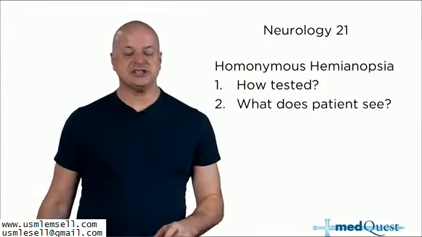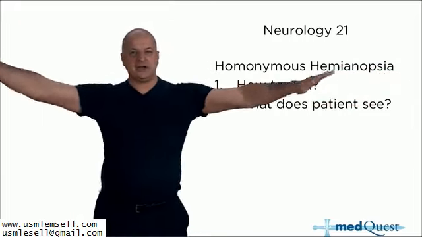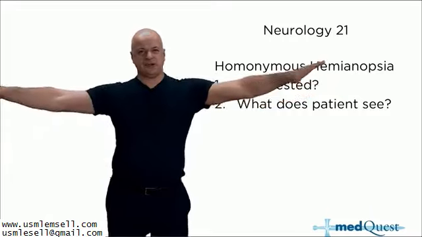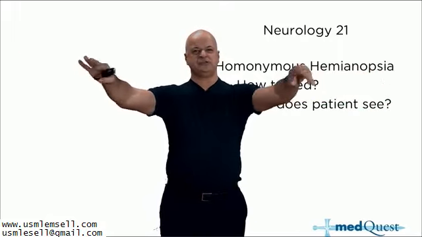How is this tested? You pull the arms in and say, just like right now, can you see me here? Can you see both of my arms? You should be able to. That's quite the wingspan, Conrad. So on each side you say, hey, can you see me here? If we were doing homonymous hemianopsia testing, can you see me? Can you see both of them?